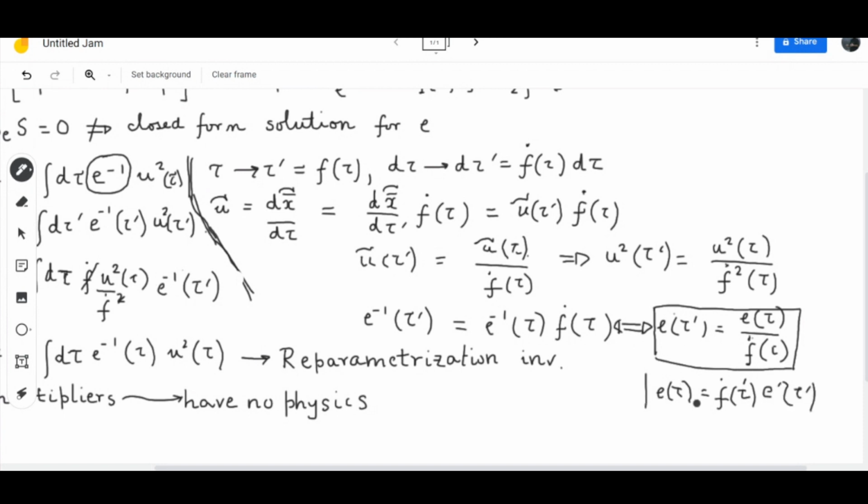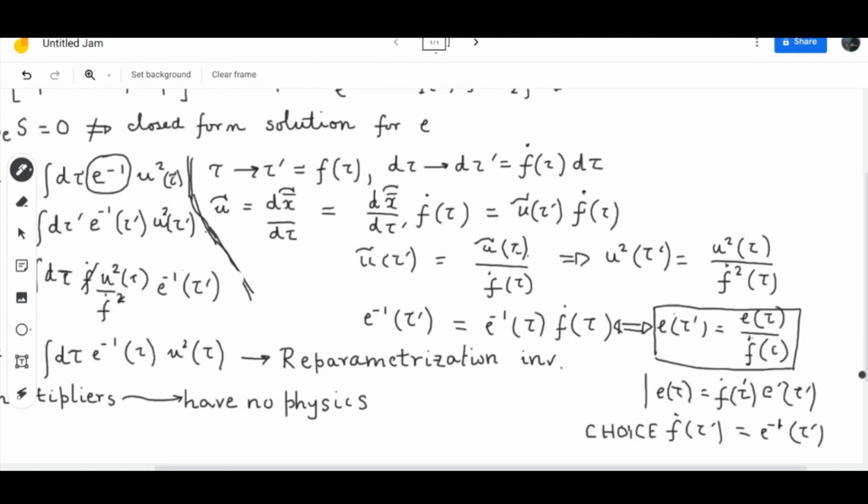So if you make an inverse transform, E of tau is that, and then you see, once we have this, you can see that I can choose f dot of tau prime to be equal to E inverse of tau prime. I can make a choice. So that's like a gauge choice. It's a choice of a parametrization, because I never said what f is. f is an arbitrary function. So suppose I choose an f whose derivative with respect to tau prime is just E inverse of tau prime, then E of tau becomes 1.